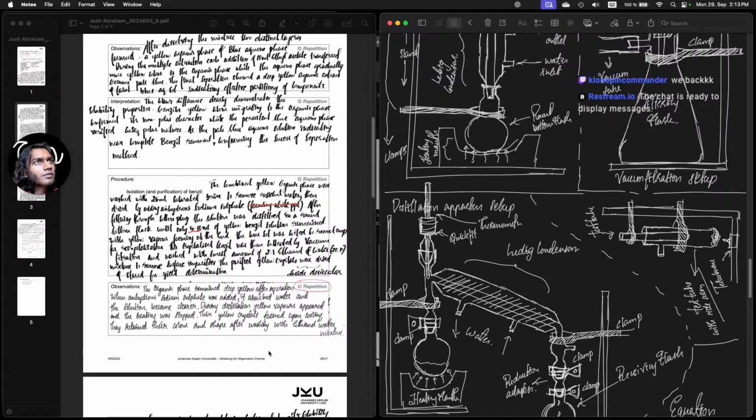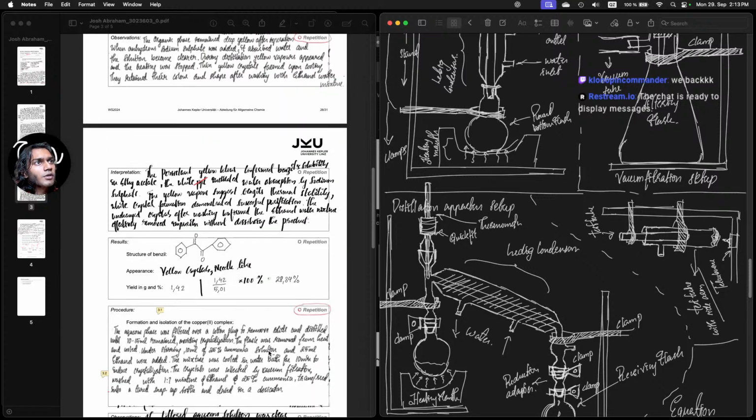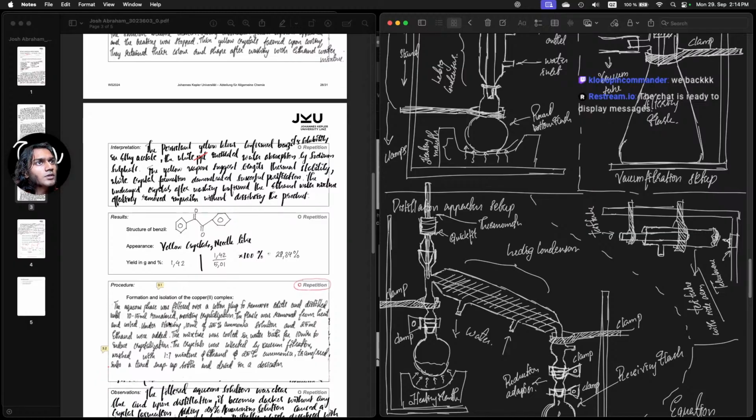The combined yellow organic phases were washed with 25 milliliters of saturated brine to remove residual water, then dried by adding anhydrous sodium sulfate. Now that's benzil. I need iodine. There's no iodine. The aqueous phase was filtered over a cotton plug to remove solids and distilled until 10 to 15 milliliters remained, avoiding crystallization.